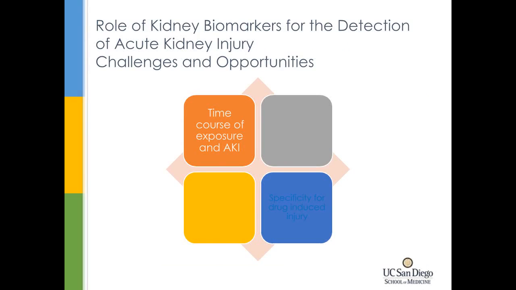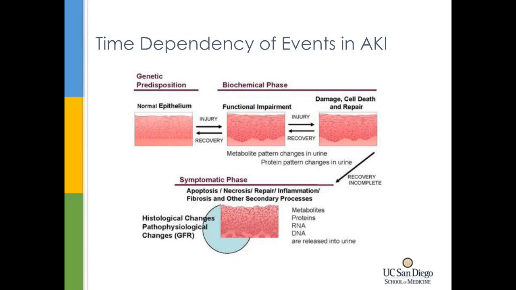First is the time course and exposure. We know that biological processes will always precede a symptomatic phase. And you can see here in this cartoon that even in the setting of a genetic predisposition, there's a biochemical phase which may precede the functional impairment or be concurrent with it. And the amount of damage, cell death, and repair will dictate to a large extent how we detect it overall.